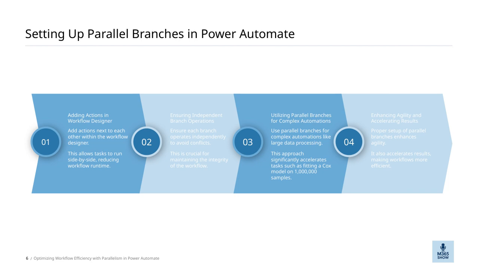For example, fitting a Cox model on 1 million samples, doing this sequentially would take a lot of time. But with parallel branches, you can split the workload, which accelerates the entire process dramatically. Implementing proper parallel setup not only improves agility, but also speeds up your results. The workflow becomes more efficient, allowing you to get insights faster and handle more complex tasks seamlessly. This approach is a key part of optimizing your automation strategies with Power Automate.